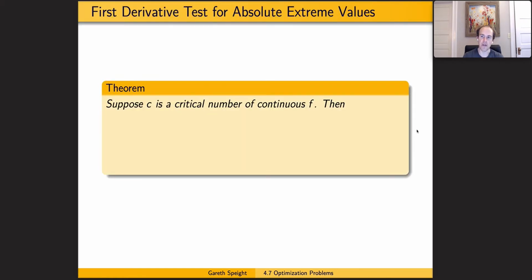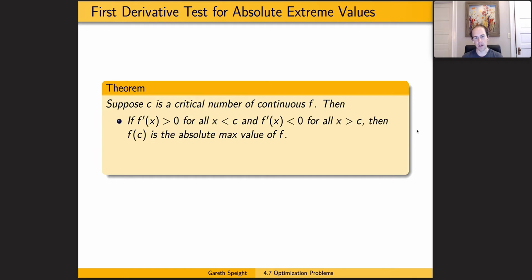So here is the first derivative test for absolute max and absolute min. So suppose we have a critical number c. How do we decide if it's an absolute max or an absolute min? Okay, here are two cases where we can decide. So if for every x less than c, the derivative is positive, and for every x bigger than c, the derivative is negative, what would that mean? So that would mean until we get to c, the function is always increasing. And after c, the function is always decreasing. Okay, that would mean that f of c is the absolute max.